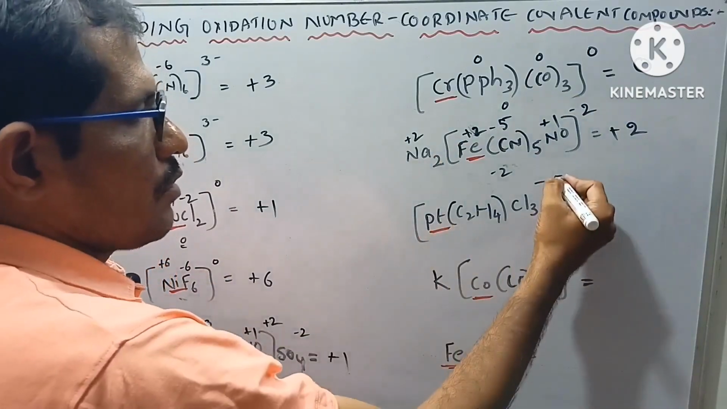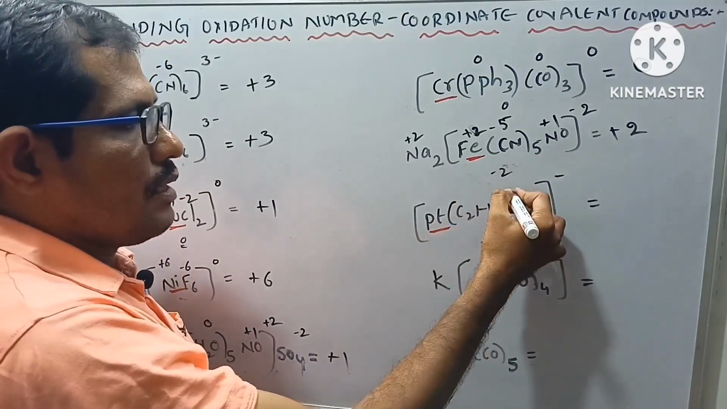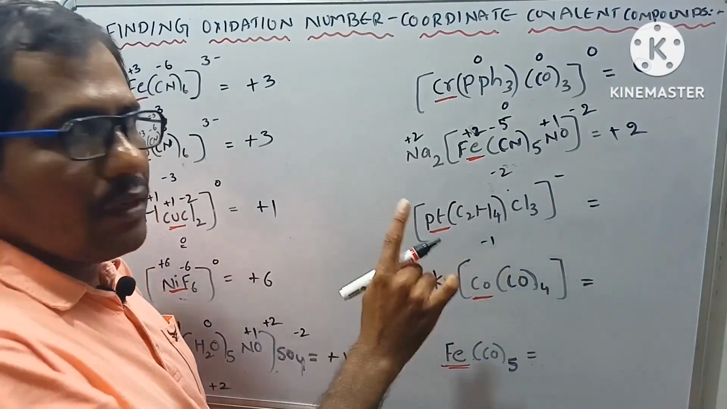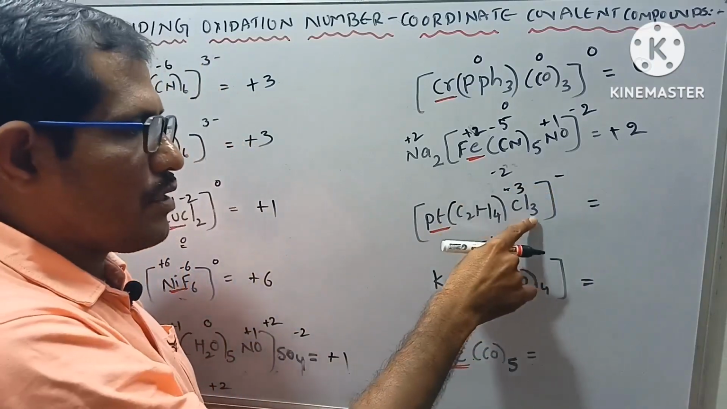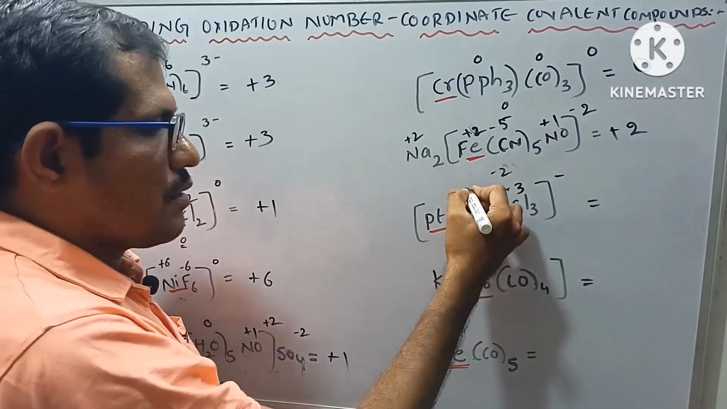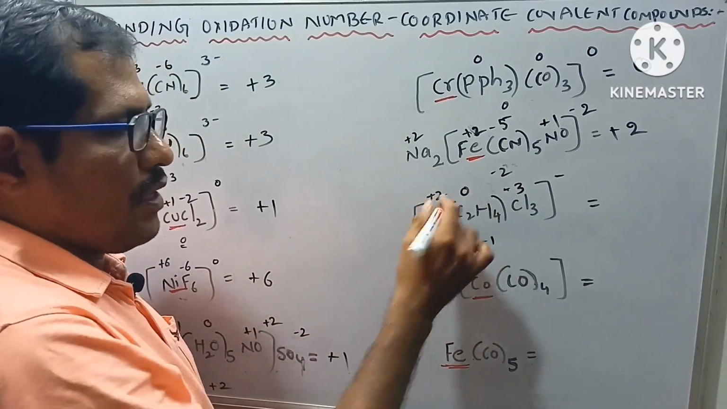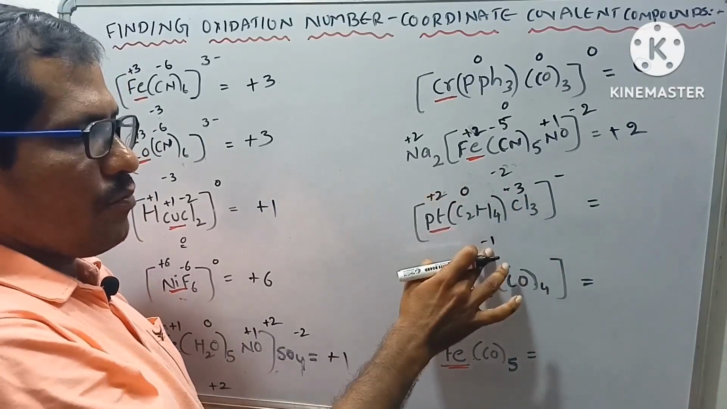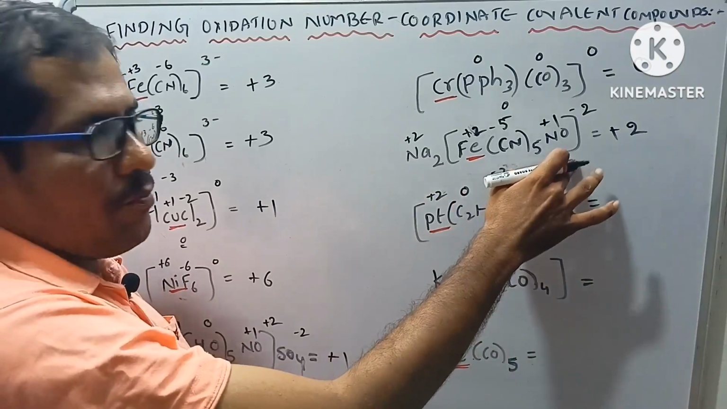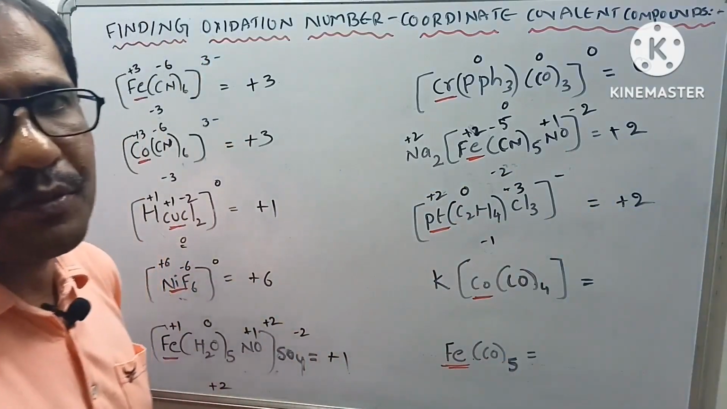Okay. Here my outside is minus 1. Inside the sphere also I need to get minus 1. One Cl is minus 1. There are 3 Cls, so minus 3. C2H4 we know is 0. Platinum I will give plus 2. Minus 3 plus 2 is minus 1 inside, and upon the sphere also minus 1. So the platinum oxidation state is plus 2.